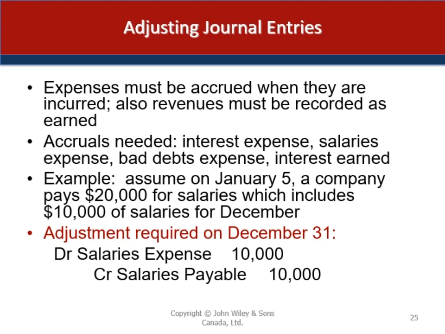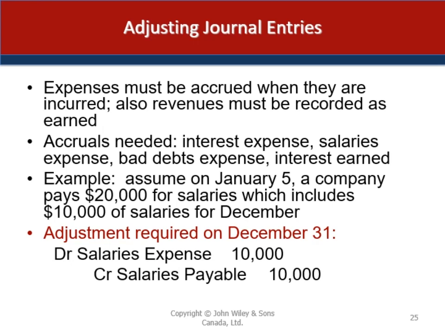Salary expense, commonly, unless the pay period falls exactly on the end of the year, we may often have to accrue salaries and wages. Bad debts expense is an estimate. We would have to accrue that at the end of the year. Interest earned, if we're lending money to someone else, would be a similar case to interest expense. So here we have an example on January the 5th. A company pays $20,000 for salaries, which include $10,000 of salaries for the period of December. So presumably we gave them some time off at Christmas, and so only half of the salary payment is for this year and half for last year.